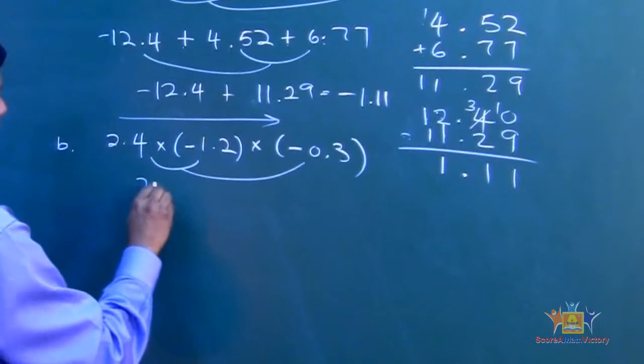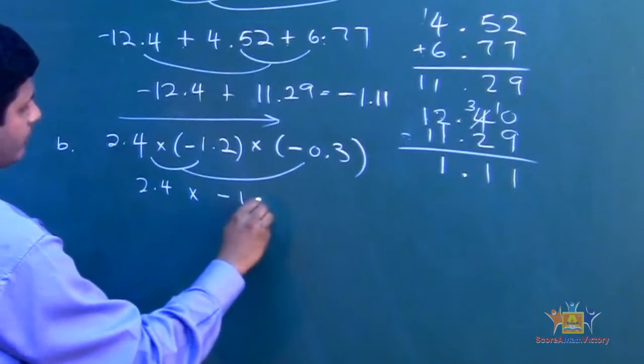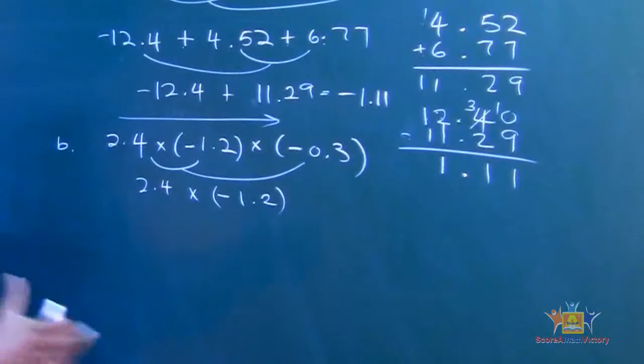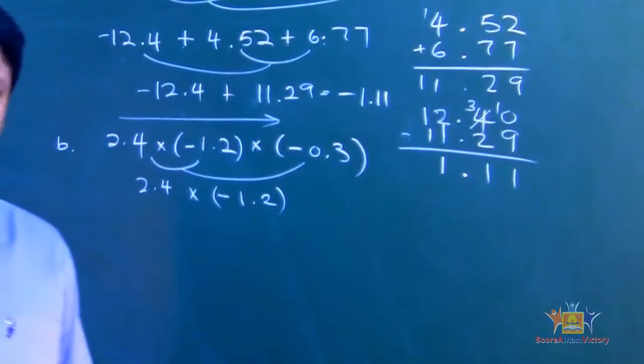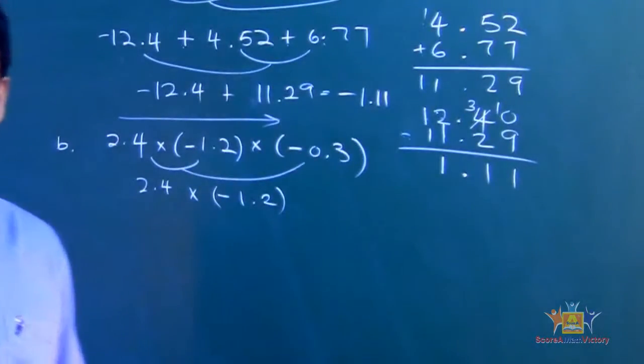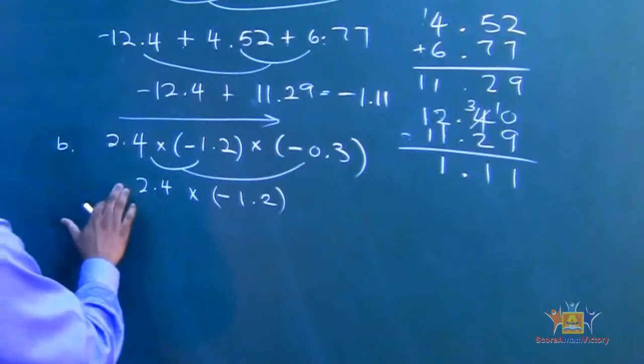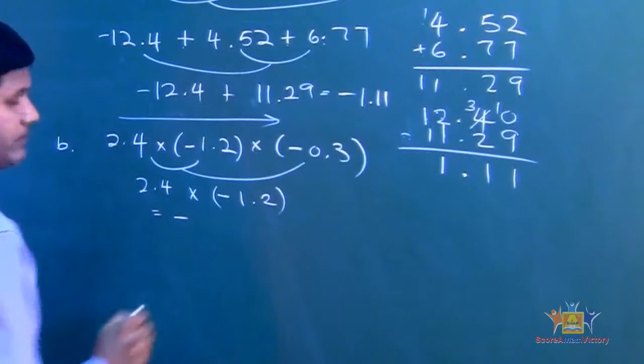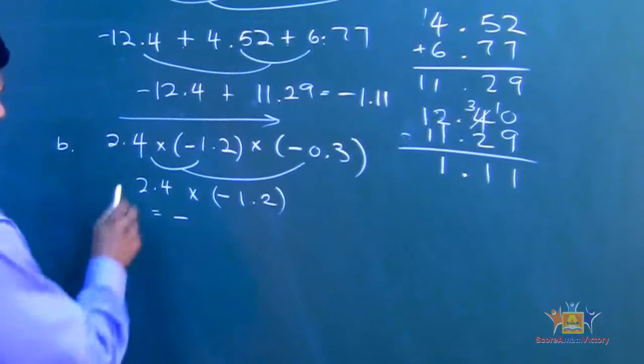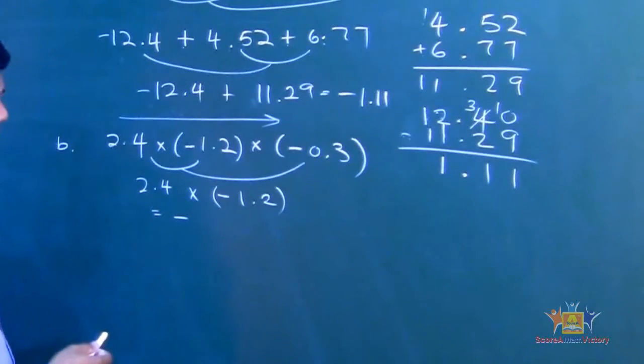So we got 2.4 times negative 1.2. When you multiply two decimals, what method are we going to use? Forget now, remember later, alright? And you know this is plus and this is minus. Your final answer is going to be minus, negative, alright? Positive times negative gives you negative, alright?